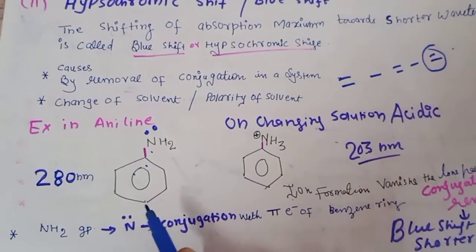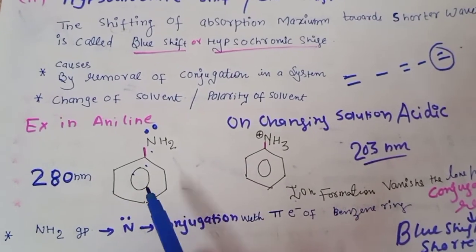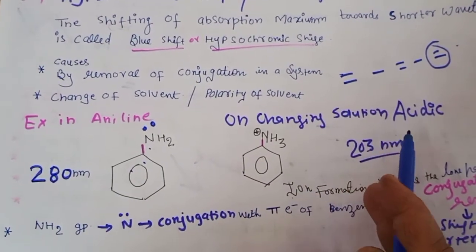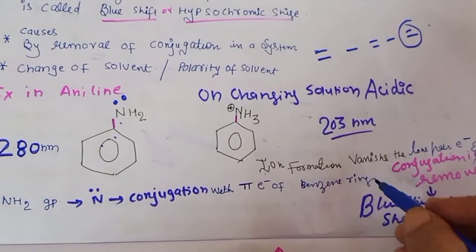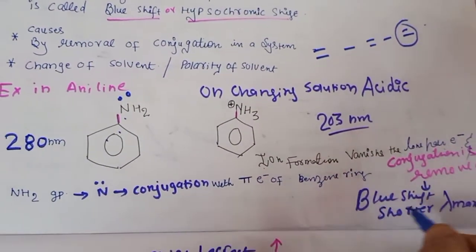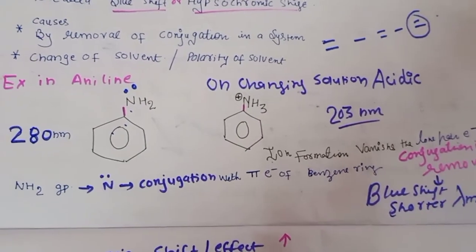You can learn this example, aniline, and if the solvent is changed to the acidic medium, the value decreases. So this type of shift is our hypsochromic shift. And when the conjugation is removed, the blue shift occurs and at the shorter wavelength, the value will be decreased.